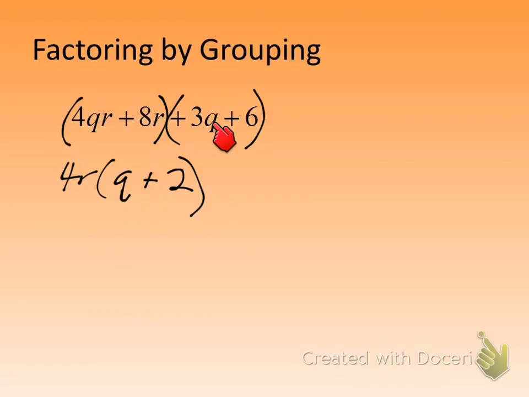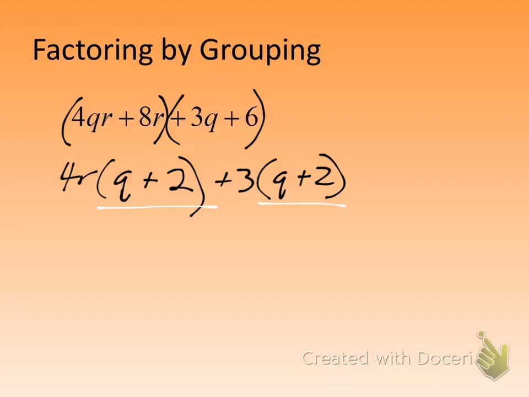Now go to your second one. What's the GCF out of 3Q plus 6? 3. Which leaves you with what? Q plus 2. See how these binomials end up being the same thing? It has to be. Otherwise it does not work. Okay?